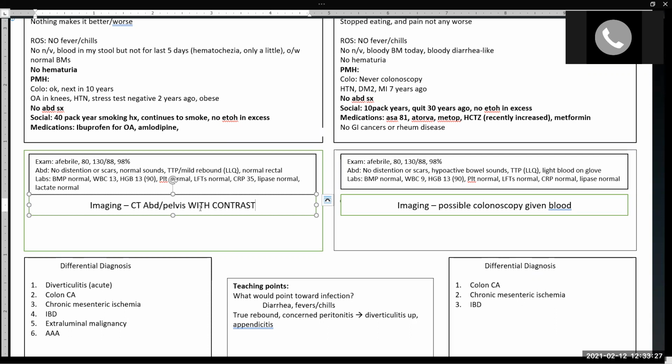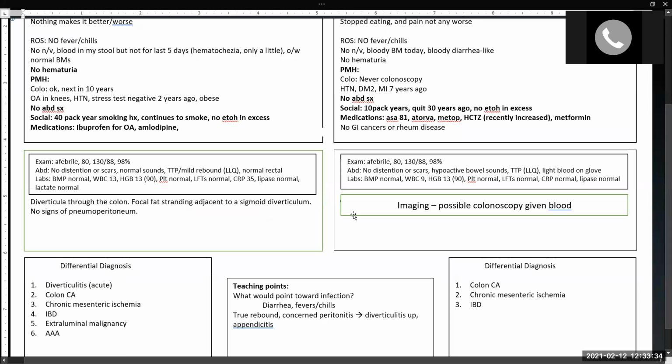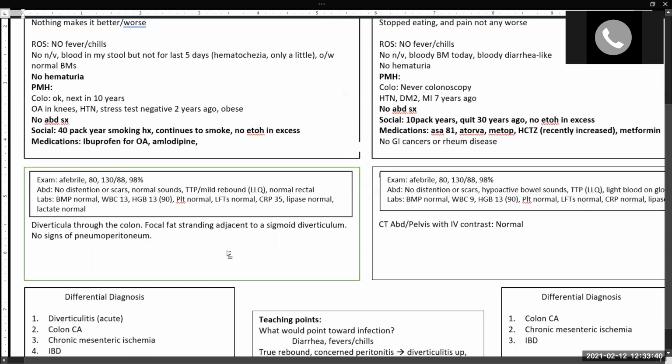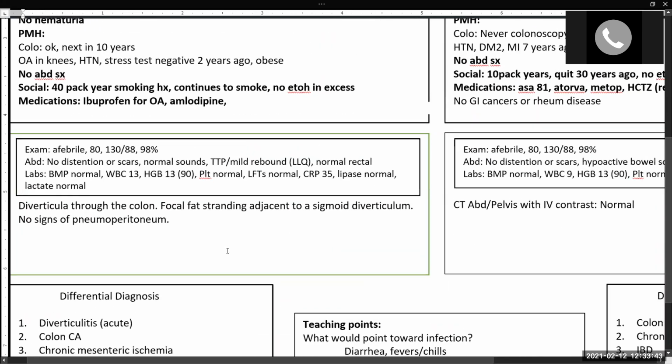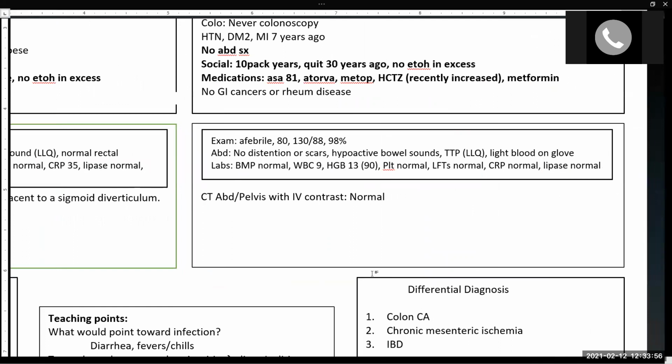With contrast. Excellent. All right, so let's give that to you. Here it is for the first patient, and here it is for the second patient. Zoom in for you, Jason. Sorry. I can read it. The first patient has diverticula through the colon, fat stranding adjacent to a sigmoid diverticulum, no signs of pneumoperitoneum. And the right side patient has a normal CT.